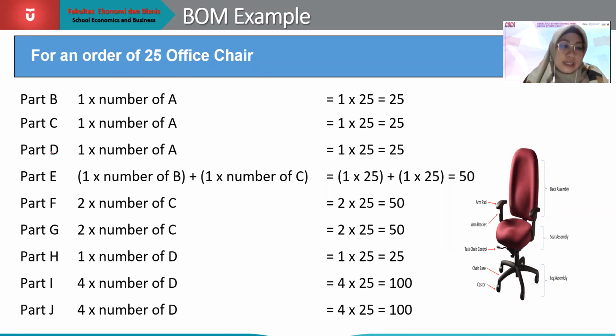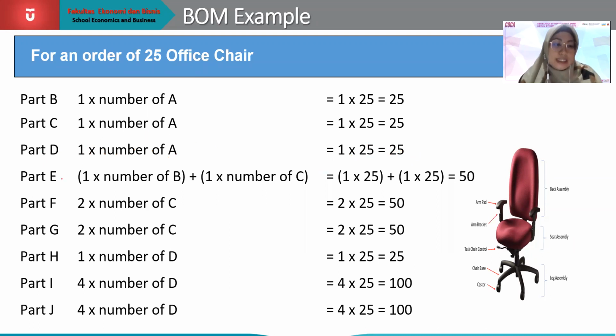Okay, for component D, to make one office chair, you need one D. Since you need to make 25 office chairs, you need to provide 1 times the number of A in component D. So you need to provide 25 component D to make 25 office chairs.